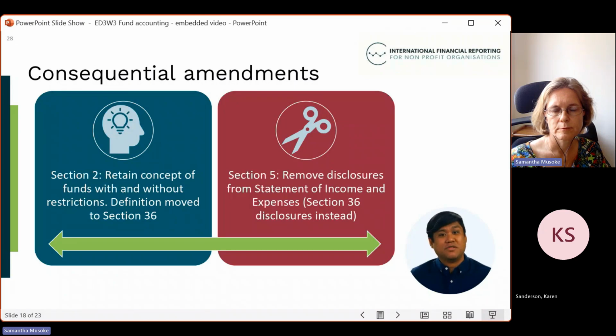The requirements for the other primary statements remain unchanged. The statement of changes in net assets will still have columns for funds with restrictions and funds without restrictions. And the statement of financial position will still require a split of the closing fund balance between funds with restrictions and funds without restrictions.